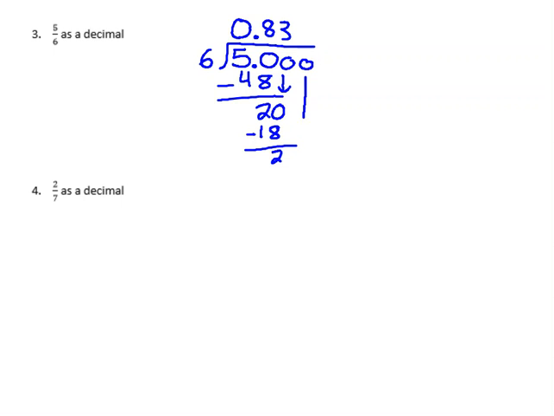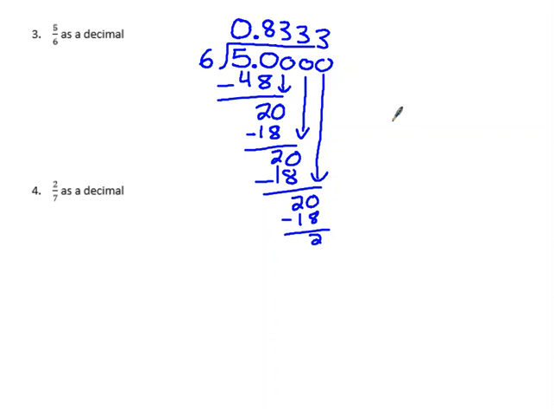I can add a 0, bring it down, and I am seeing a pattern, but you could do this as many times as you need to see that pattern. You can keep adding zeros, bring them down, but each time 20, 20, 20, and this time when I do it, I'm going to get another 3, and it's just going to keep going. So my answer, I'm going to write it as 0.83, and then we need to acknowledge that that 3 is just going to keep repeating.